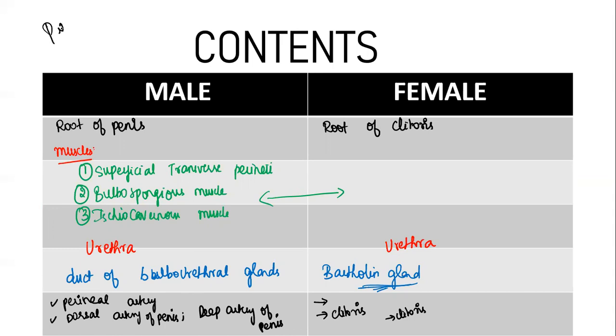Pudendal nerve will be tomorrow's session. So you will have 2 branches. One is your perineal nerve and dorsal nerve of penis. So in females, it will be perineal nerve and dorsal nerve of clitoris, right? So these are the contents of superficial perineal pouch.